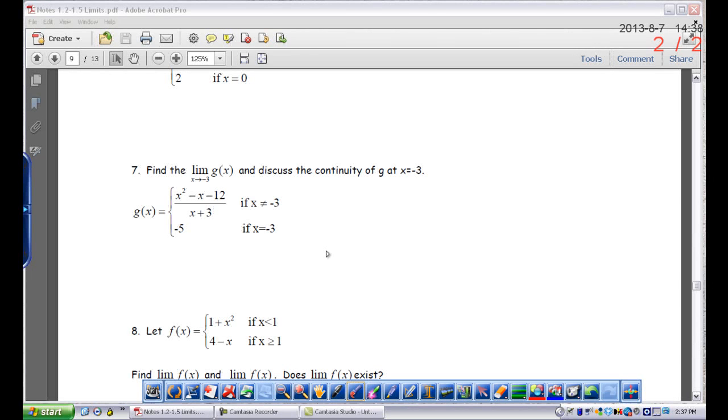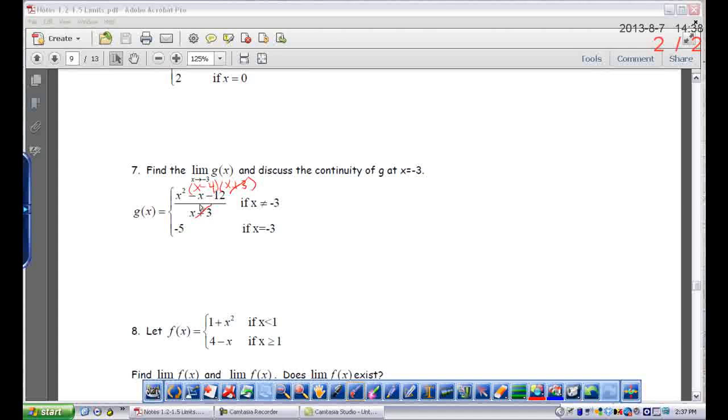Okay, so in number 7, we want to find the limit as x approaches negative 3 of g of x and discuss the continuity of g at x equals negative 3. All right, well, let's just get a picture in our head of what's going on with this function. This top part right here, hopefully you recognize that it will factor into x minus 4 times x plus 3, and then conveniently those x plus 3's cancel. So we're going to have a hole in this graph at x equals negative 3.